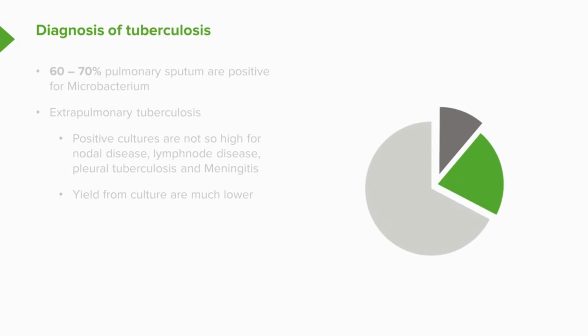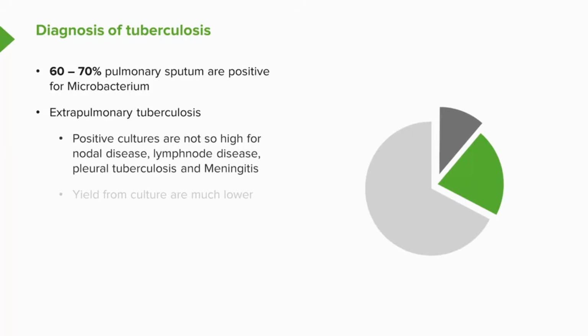Patients with pulmonary tuberculosis, their sputum will be culture positive for the mycobacterium in 60 to 70% of cases at least. However, for extrapulmonary tuberculosis, the chance of culture being positive is not so high for some diseases. Nodal disease, lymph node disease, pleural tuberculosis, and TB meningitis, the yield from culture is much lower.